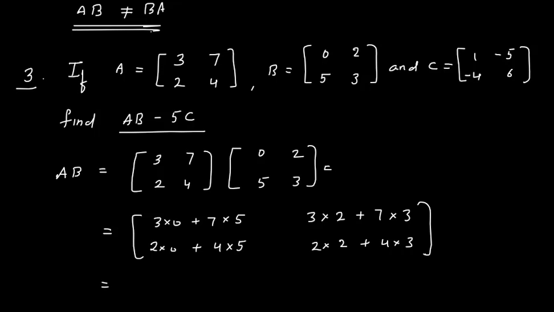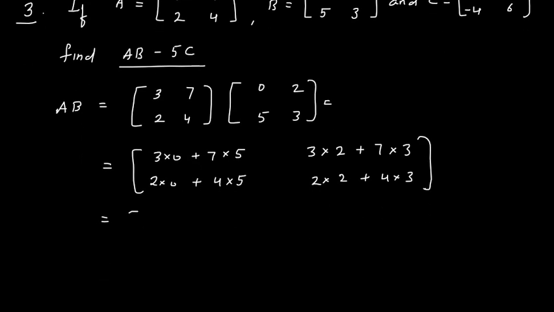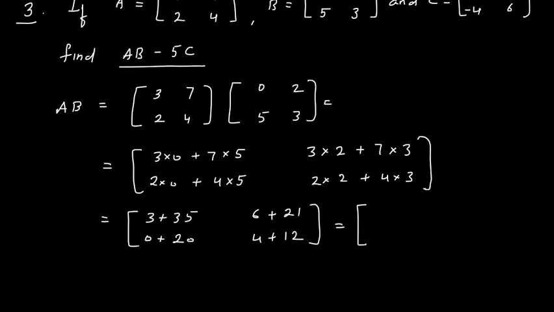So this AB, A into B, we get 3 into 0, 0 plus 7 into 5, 35. So this is 0 plus 35. Here it is 0 plus 20. Here it is 3 into 2, 6 plus 21, and here it is 2 into 2, 4 plus 12. So this is equals to, now this is 35 and this is 27, and here it is 20 and here it is 16. So this is AB.